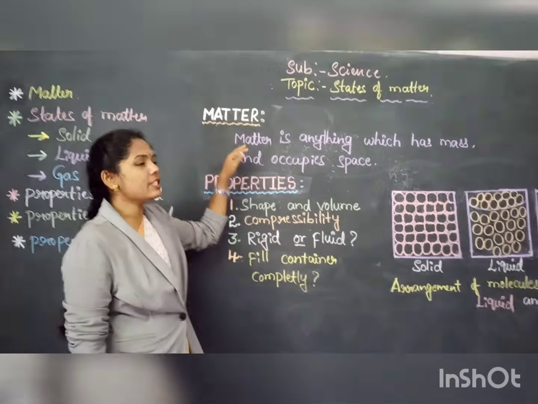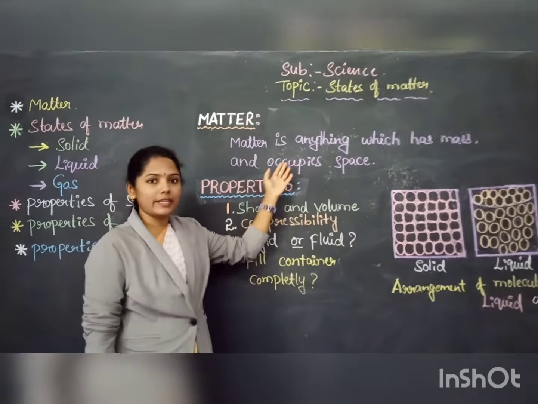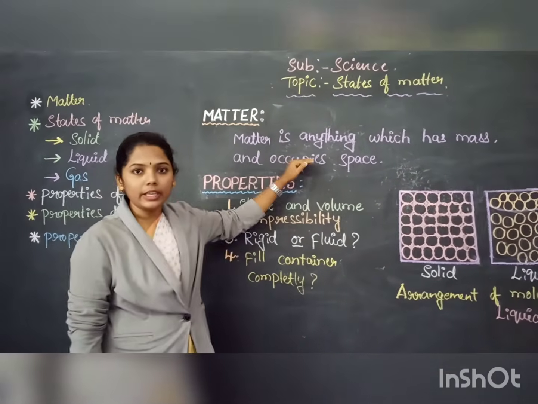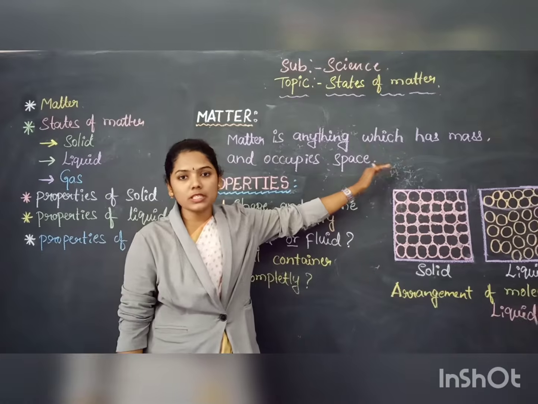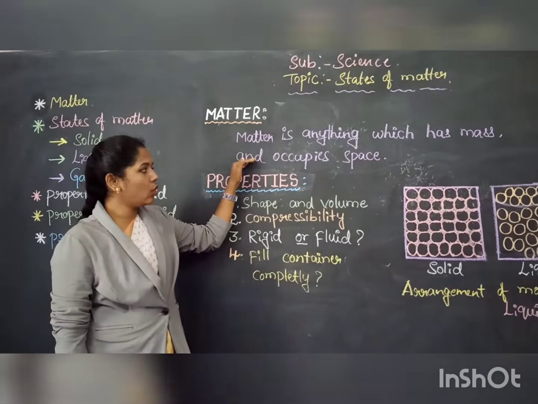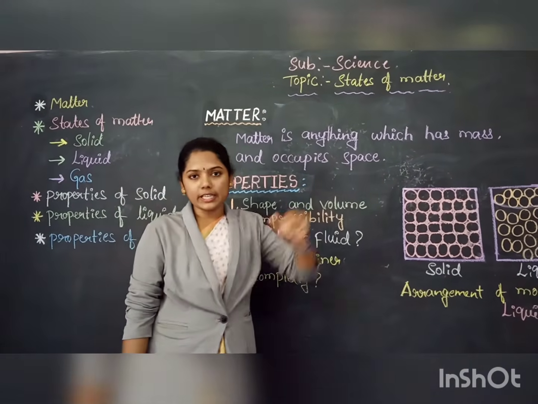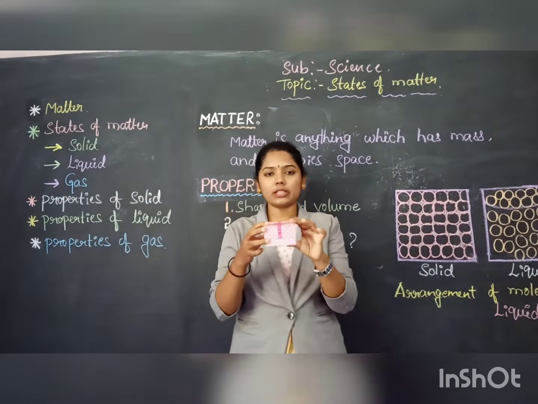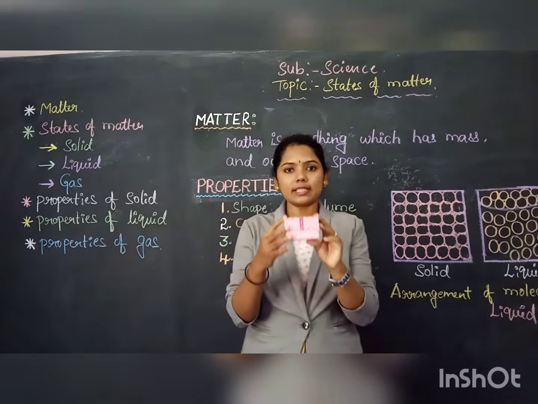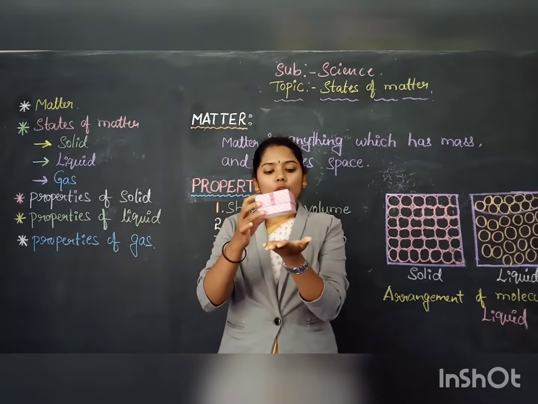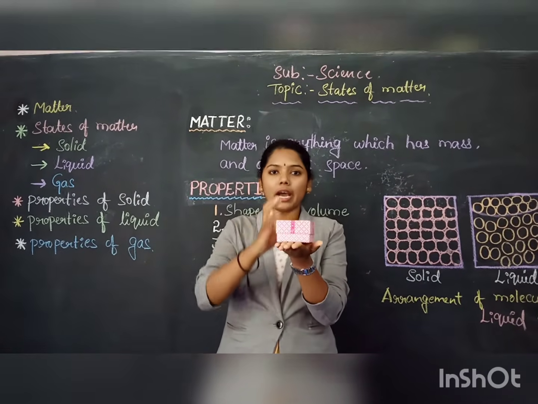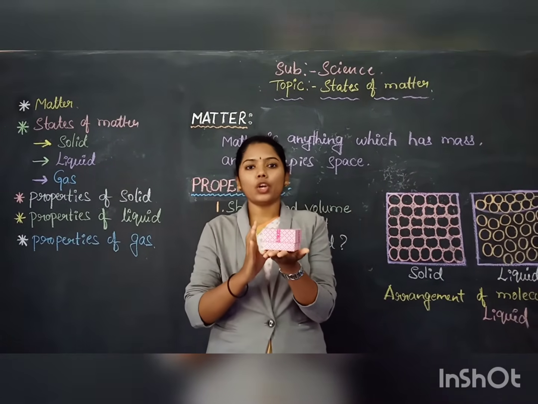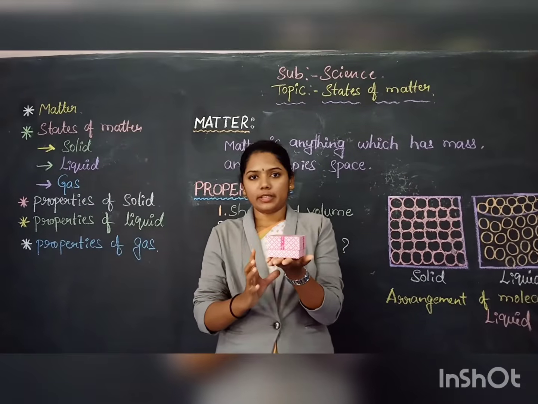Matter is anything which has mass and occupies space. I think you understood. Matter is anything that has mass. Mass means weight, and it occupies space. Let us take one object to know about matter. Here I have one object. We call this a matter. It occupies space and it has its own weight or mass.